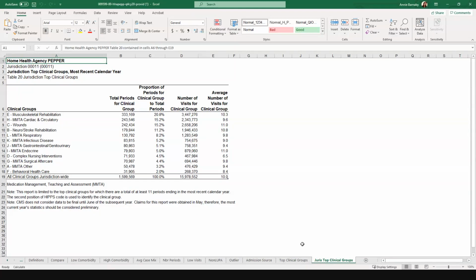So those are all the tabs for this PEPPER, for the Home Health Agency PEPPER. Again, there is a lot of information on there. Please don't let that overwhelm you when you get your PEPPER. If you break it down and look tab by tab, it is much more digestible that way, and you can use that information to your benefit.